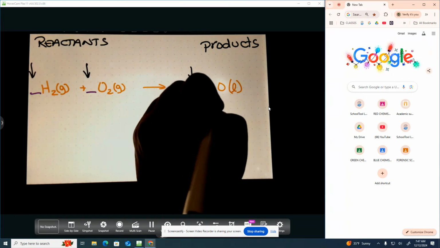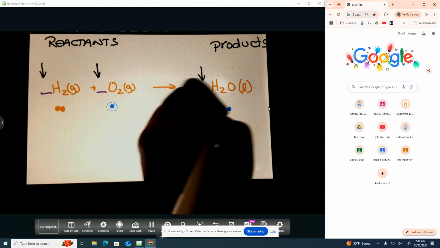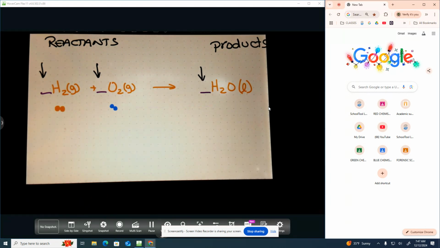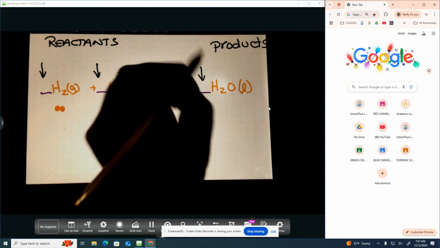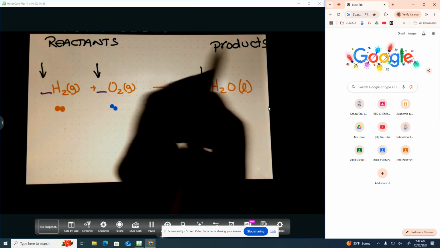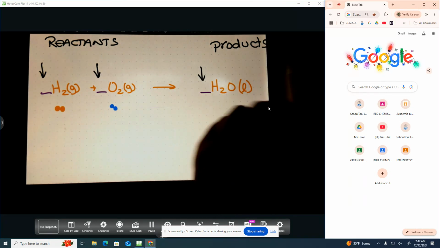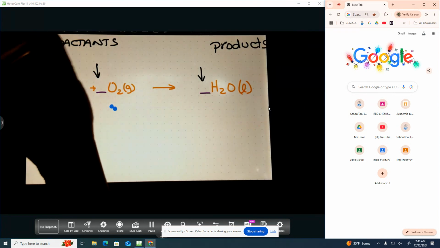So what I'm going to do is I'm going to move these suckers back to where they were. Okay. And I'm going to say to myself, self, right now, I have 2 atoms of hydrogen over here, and I've got 2 atoms of hydrogen over here, so that's good, but I've got 2 oxygens and I've only got 1. What number can I put in front of this water so that when that is distributed, I'm going to end up with 2 oxygens? 2. It's going to put a 2 there.